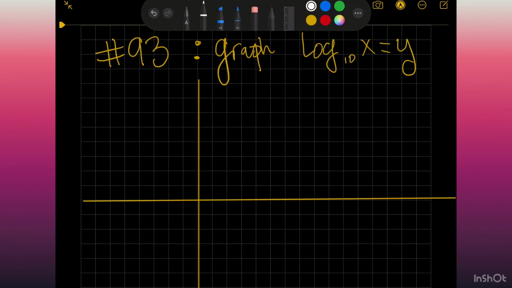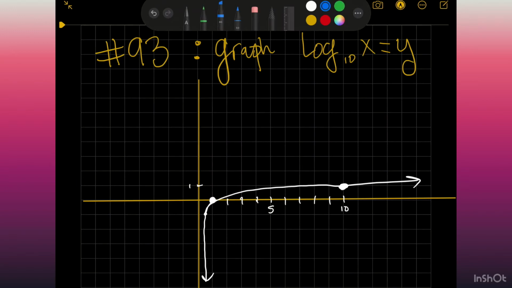All right, now we're going to go ahead and fully graph our log with a base of 10. And I already had my table, so I'm just going to use the points that were nice and exact, which was 1 and 0, and 10, 1. So it is increasing up and to the right, and it does continue decreasing down to the left there. So it's never going to cross that y-axis, and I want to be very, very careful with this one in our calculator because there is an asymptote right now at that y-axis, which is our line x equals 0.